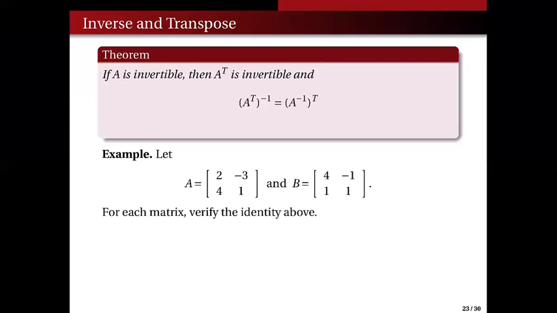So for the matrix A, let's start with A transpose. So transpose, rows become columns, and columns become rows. So row 2, -3 becomes the column 2, -3 here. And then the row 4, 1 becomes the column 4, 1 here.